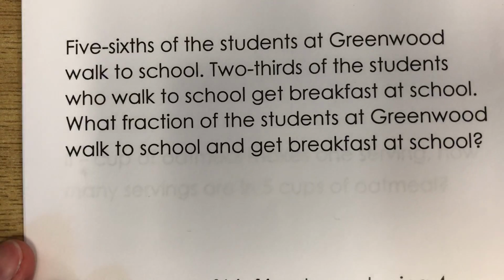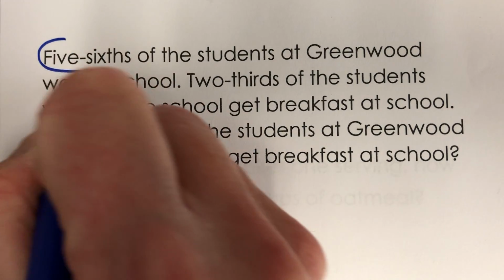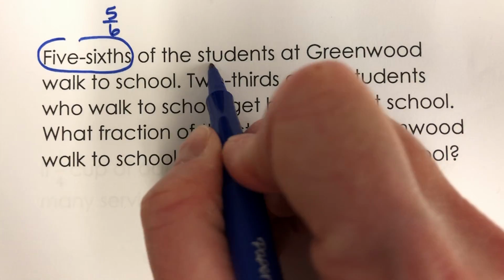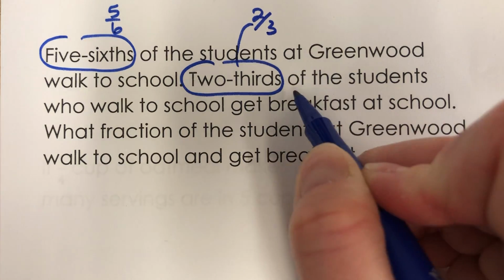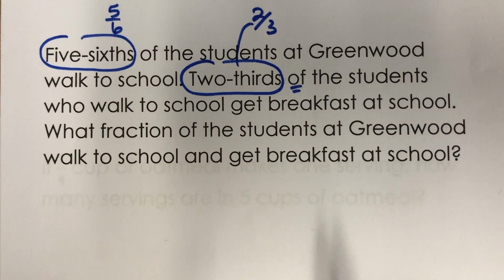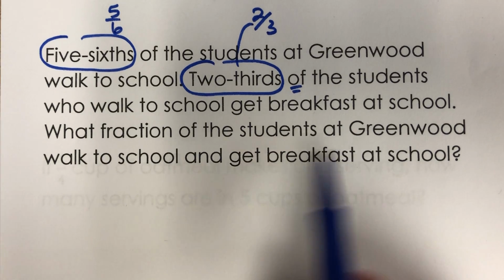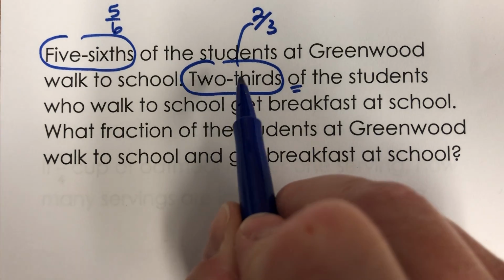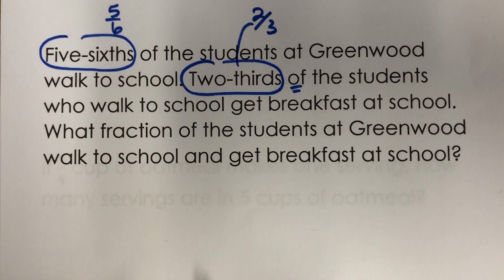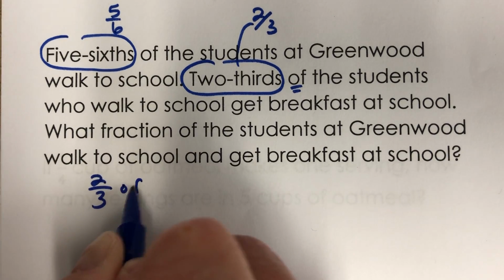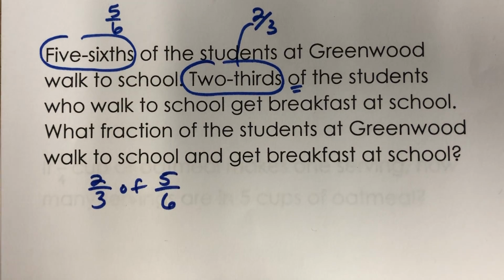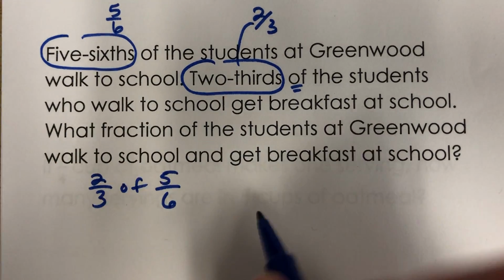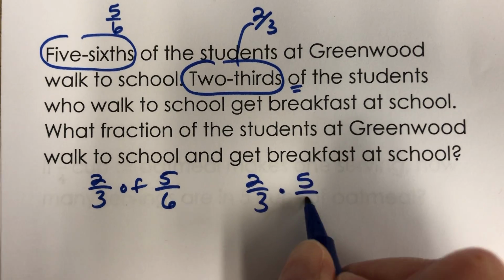All right, some word problems for you, some math stories. 5/6, so that means 5/6 of the students at Greenwood walk to school. 2/3 of those students who walk to school get breakfast at school. What fraction of the students at Greenwood walk to school and get breakfast at school? So this is asking you to take 2/3 of 5/6. And remember, if you're asked to do 2/3 of 5/6, what does that word of mean? That means multiplication. So if they want to know 2/3 of 5/6, that means you should do 2/3 times 5/6.